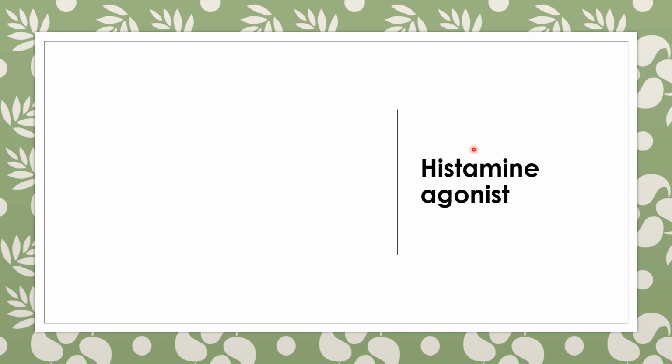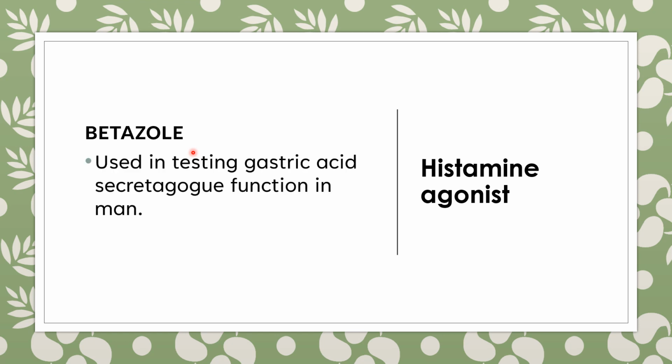Another histamine agonist is betazole. Betazole is an analog of histamine. It is an H2 receptor agonist, and it has a tenfold selectivity for stimulation of the gastric acid secretion over vasodilation. It is used in testing gastric acid secretagogue function in man.